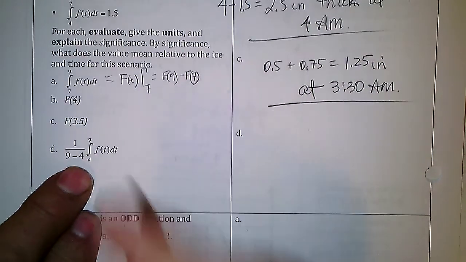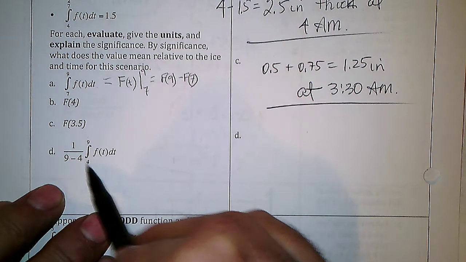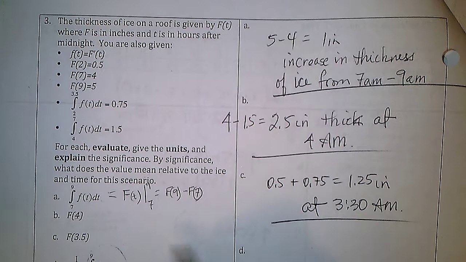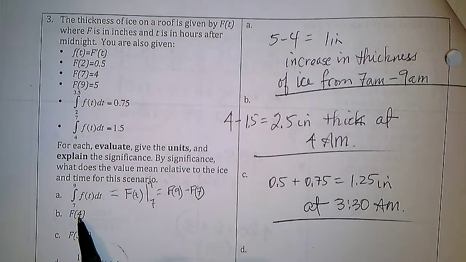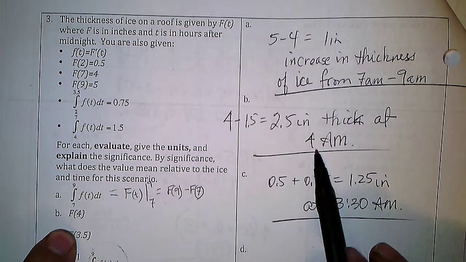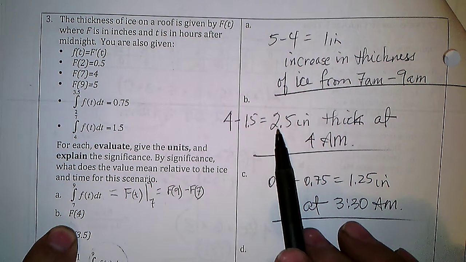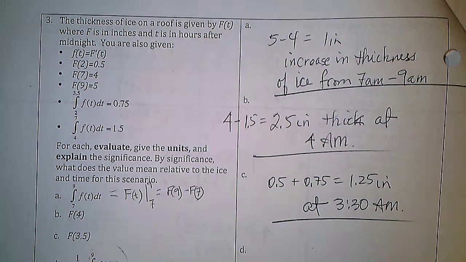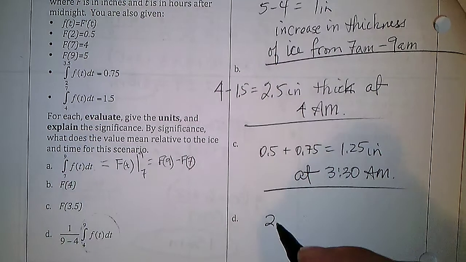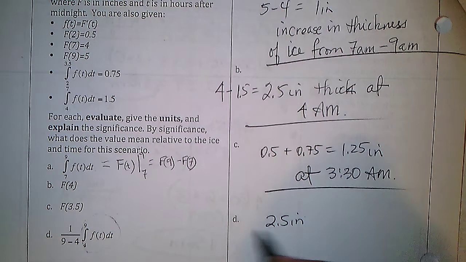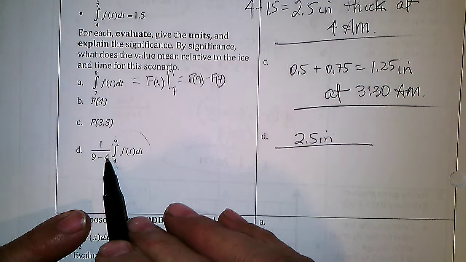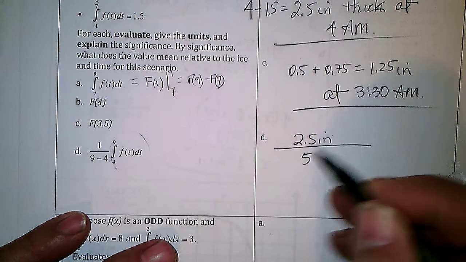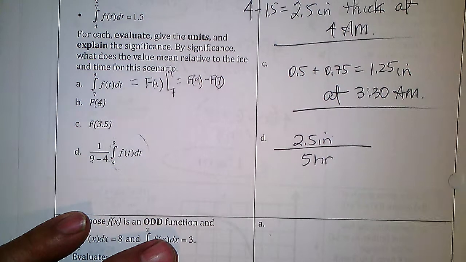This one says, how much did it go up from 4 to 9? Well, at 4, we figured out it was 2.5 inches, and at 9, it's 5. So it increased 2.5 inches, divided by how much time it is between 4 and 9, which is 5 hours.